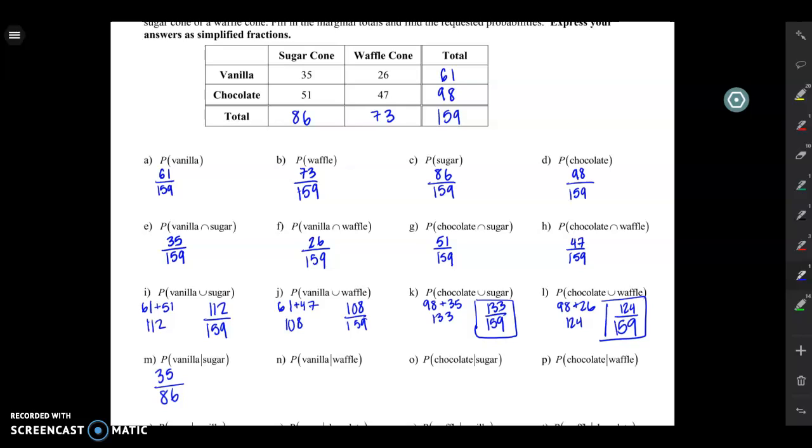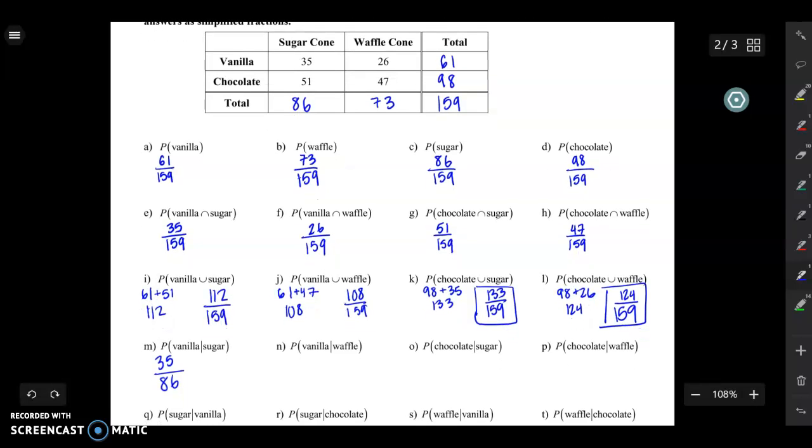Okay. So let's look at the next one. The probability of vanilla given that a waffle cone has been ordered. So here I'm looking at all my waffle cone orders. Of the 73 waffle cone orders, how many of those had vanilla ice cream on them? That would be 26. So the way I interpret that is that if I grouped everyone together that ordered a waffle cone, and then I chose a random person from that group, there's a 26 out of 73 probability that I chose a person that ordered vanilla ice cream.